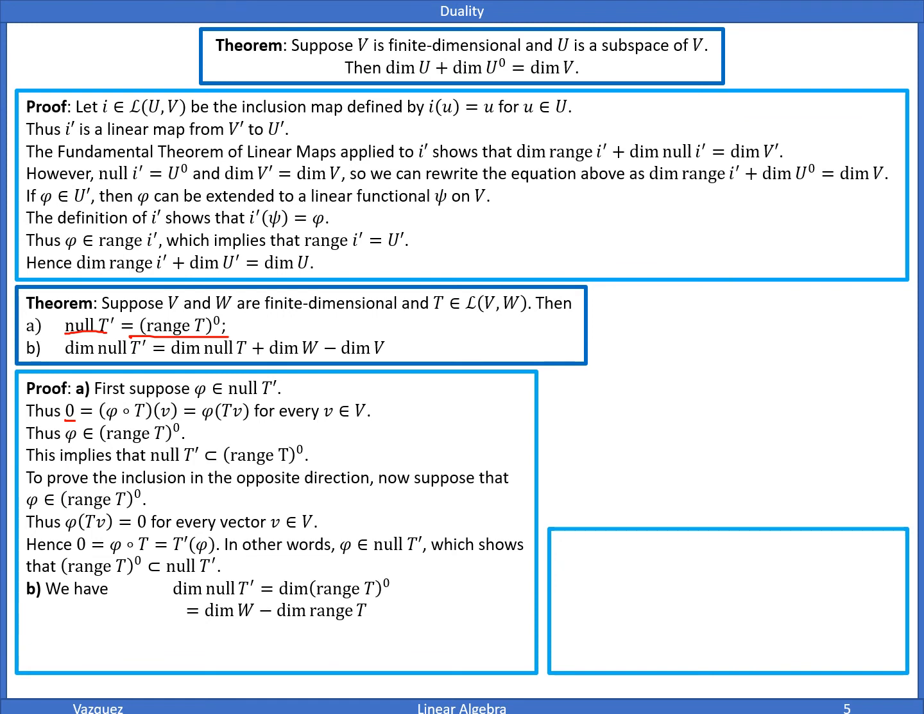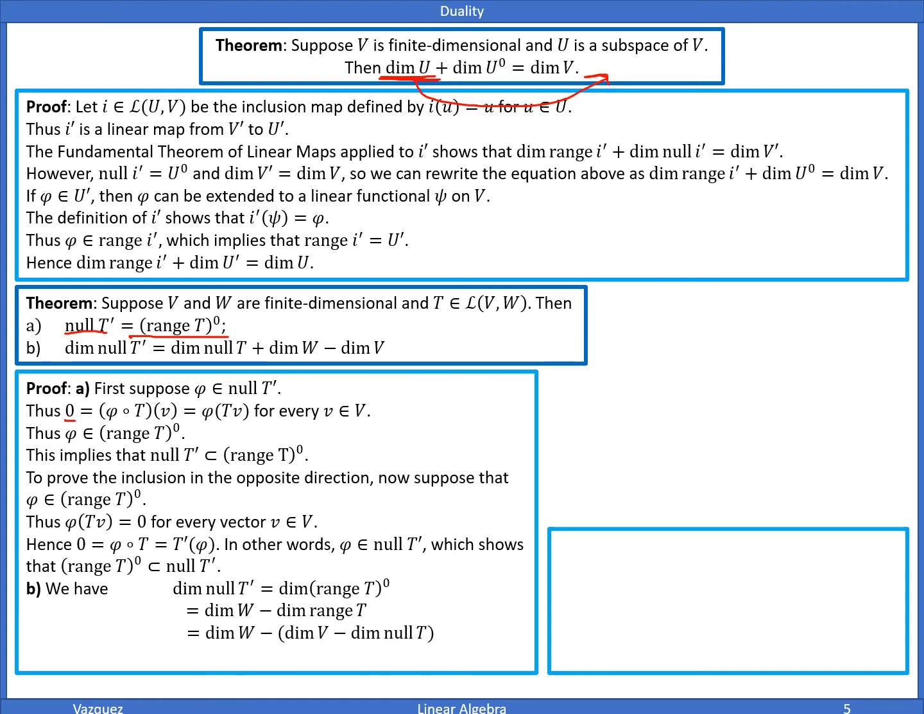Well, from the theorem above, what do we see? Remember the dimension of the annihilator is equal to, so if you look all the way above, we can just move this over here to show us that the dimension of the annihilator is equal to the dimension of W minus the dimension of the range. So that's where this equality is coming from.